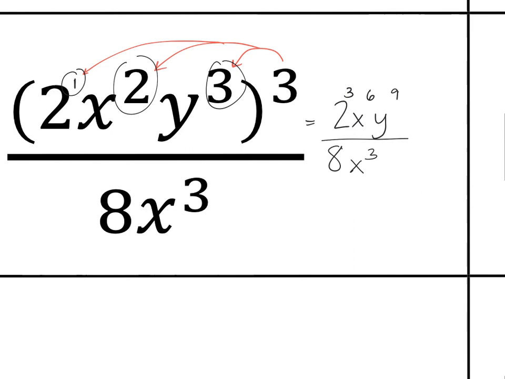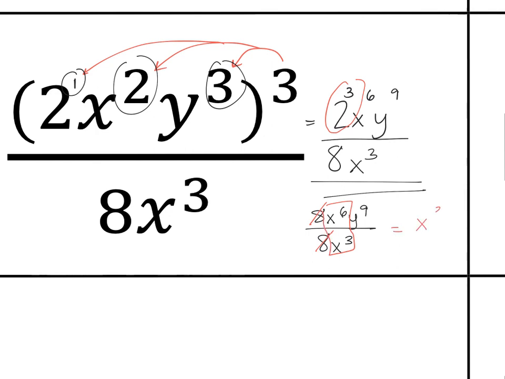What I'd like to do next is rewrite this as what it really is. 2 to the third is the same as 8, so I now have 8x to the 6th, y to the 9th over 8x to the third. Let's simplify and see what happens. The 8's divide, and so they turn into 1. They're gone. If I look at my x's, I have more x's on the top, and I have 3 more if I do the subtraction. And the y does not cancel. So I think that this guy reduces to x to the third, y to the ninth.